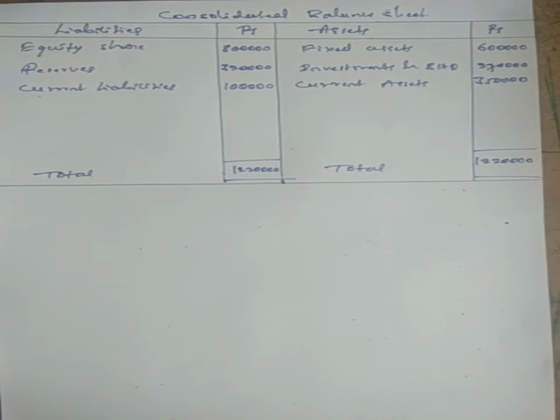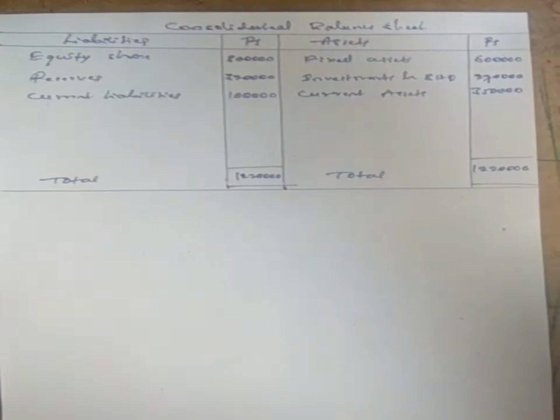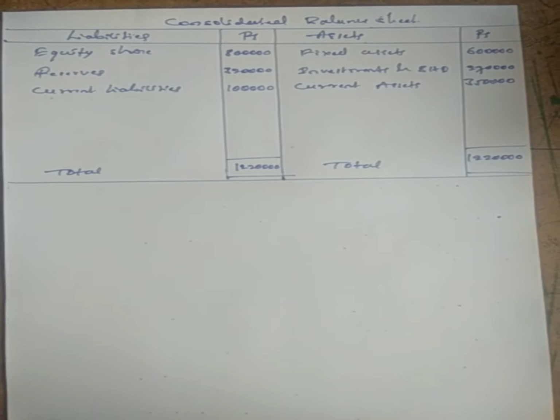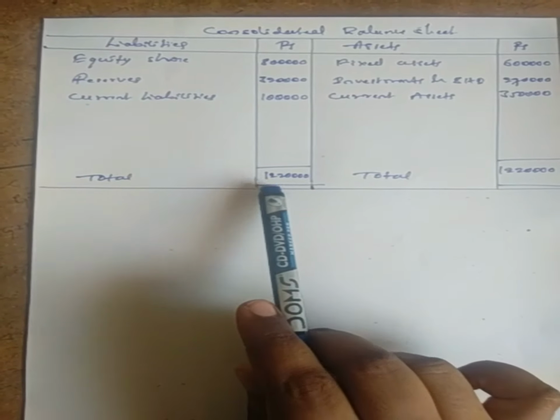In the consolidated balance sheet, equity shares, as in the balance sheet of India Inc. Limited, 8 lakh; reserves, as we calculated in the working note, 3,20,000; current liabilities, as in the balance sheet of India Inc. Limited, 1 lakh; fixed assets, in the India Inc. Limited balance sheet, 6 lakh; investment in BH International Limited, calculated in the working note, 2,70,000; and current assets, same as in the parent company balance sheet, 3,50,000. So the total consolidated balance is 12,20,000.